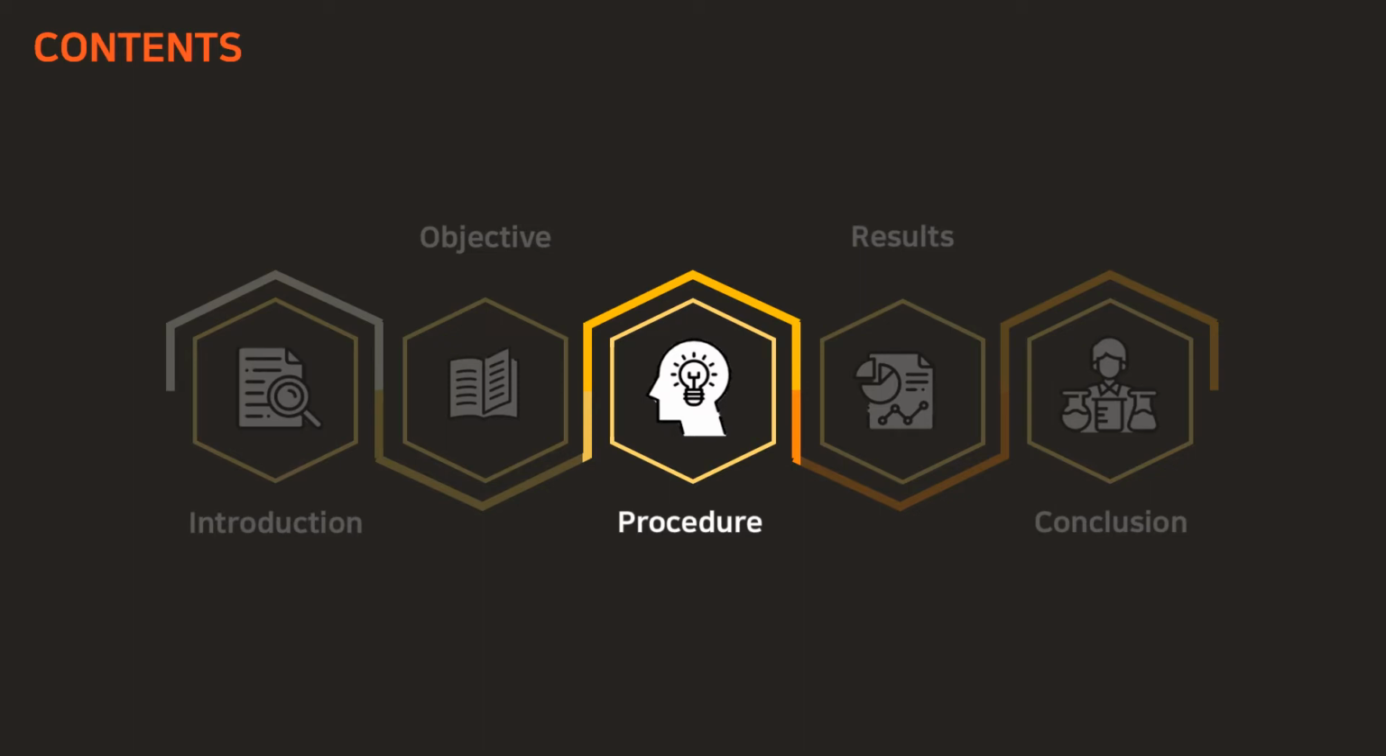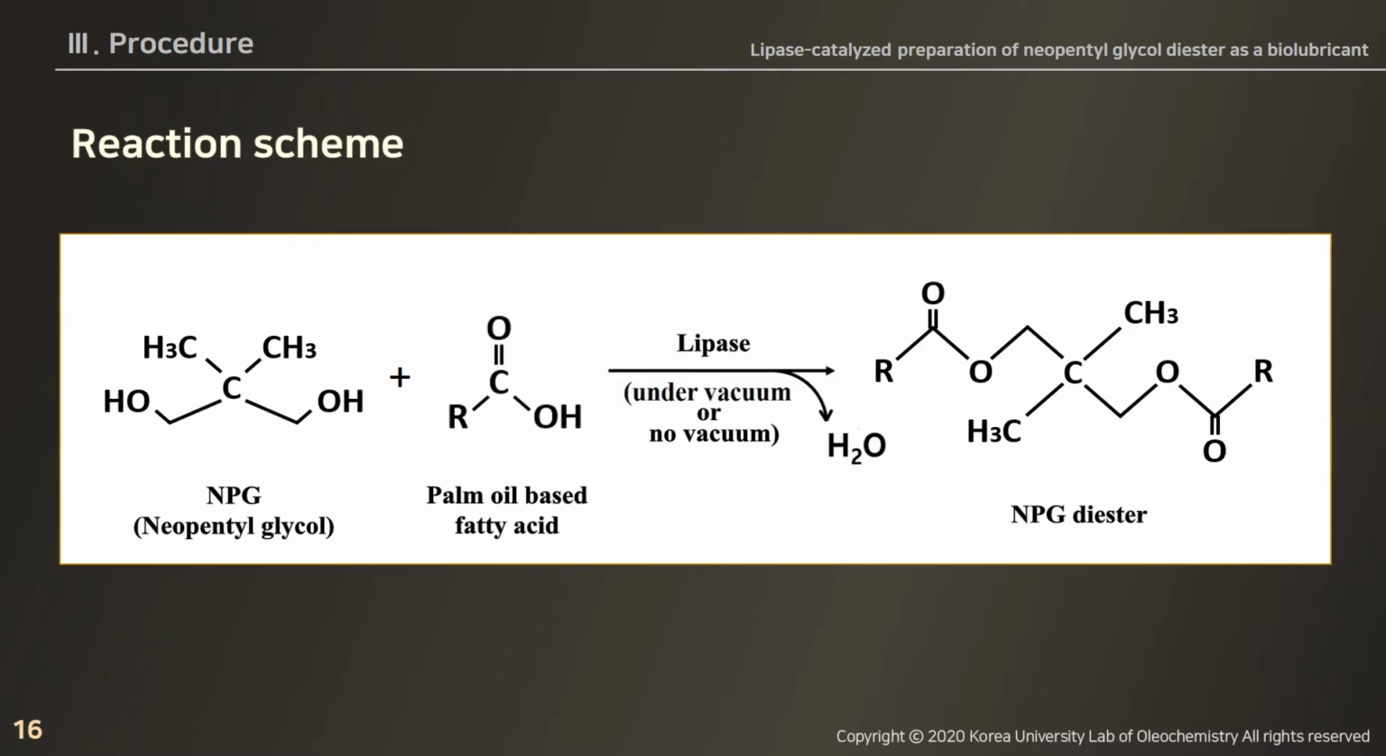The next is the procedure of our study. This is the reaction scheme of NPG diester synthesis. 1 mole of neopentyl glycol reacted with 2 moles of fatty acid and produced 1 mole of NPG diester. In this study, we used immobilized lipase as a biocatalyst of esterification. So, before the esterification reaction, immobilization of the enzyme was carried out.